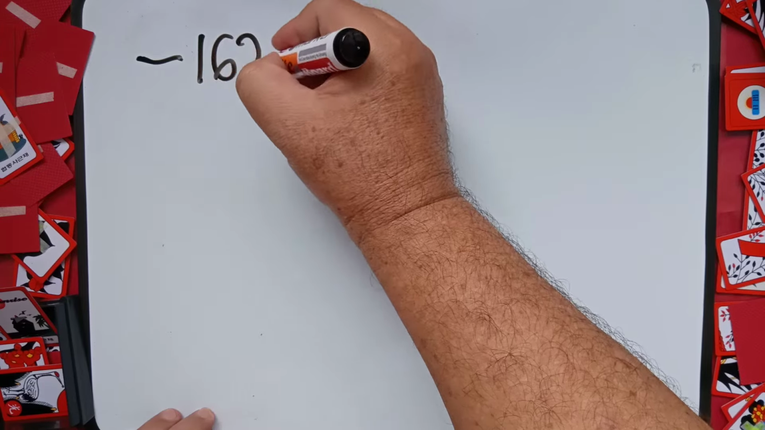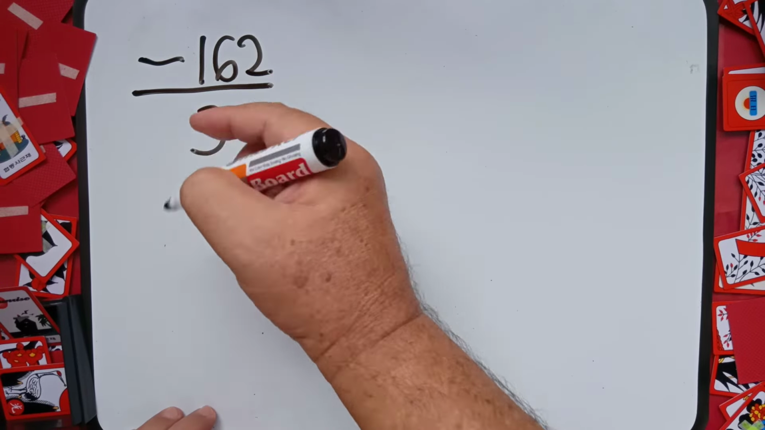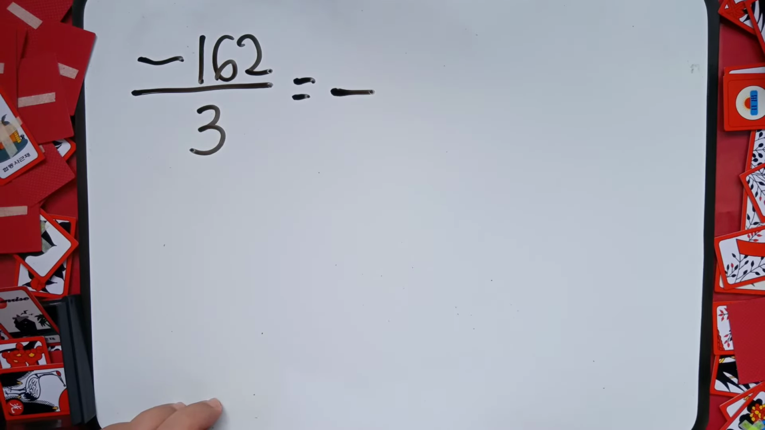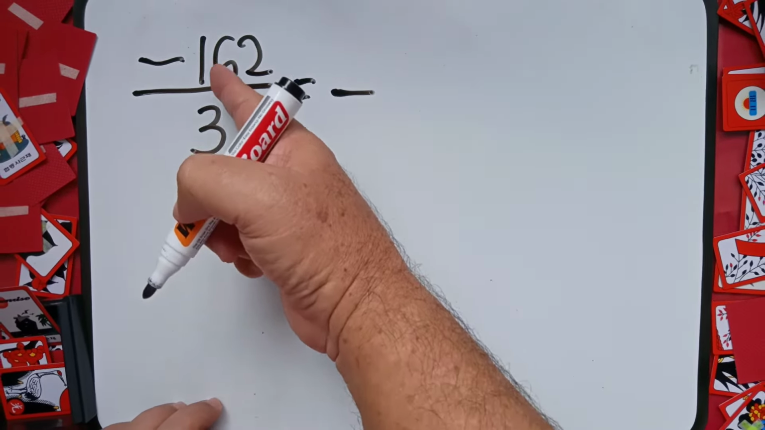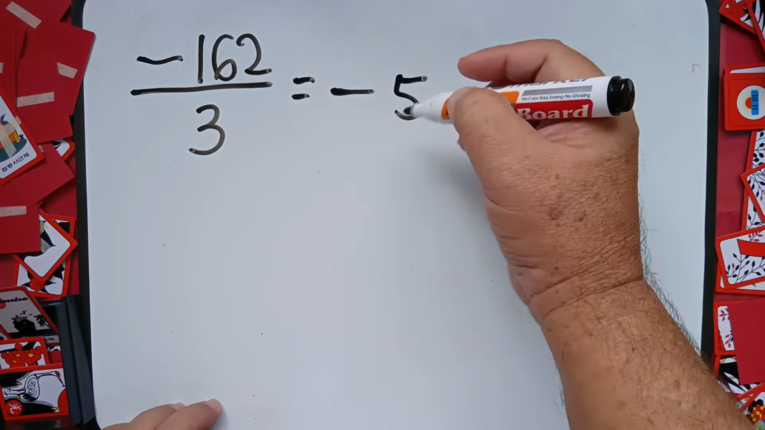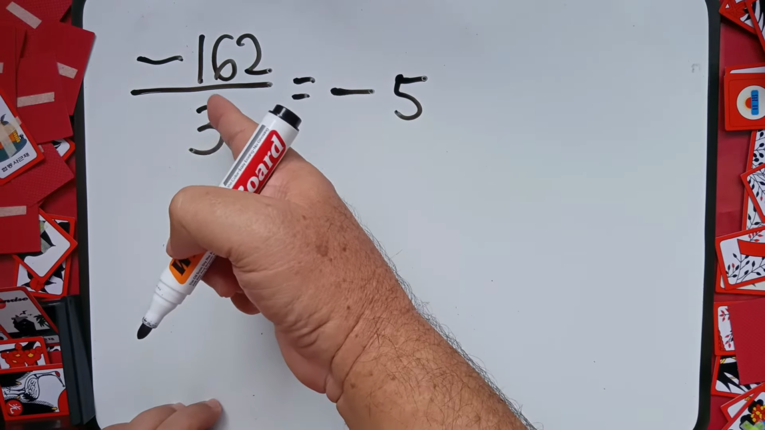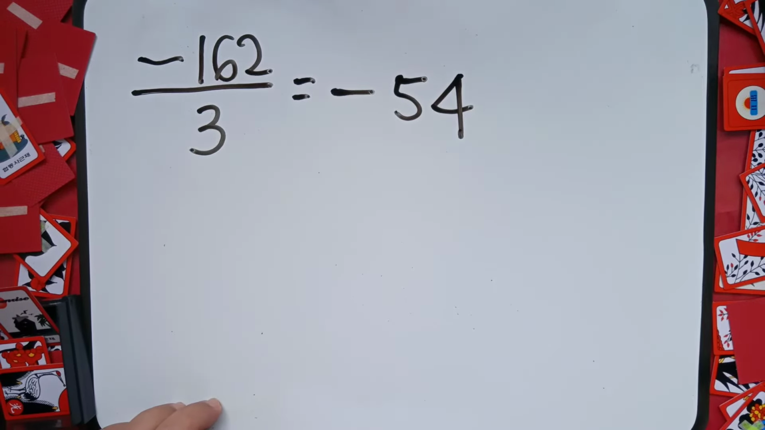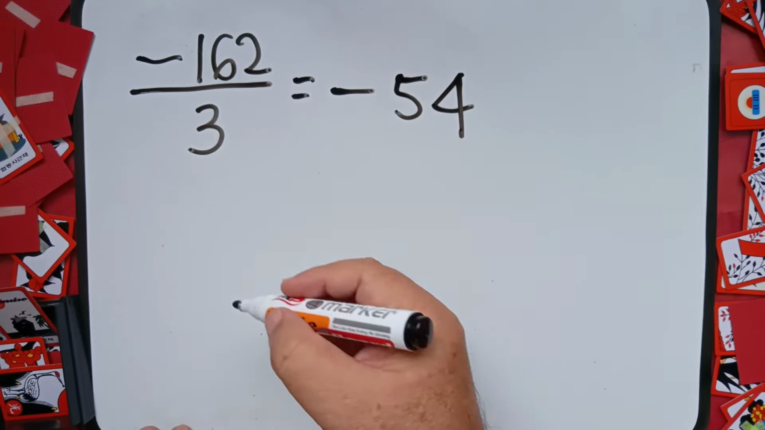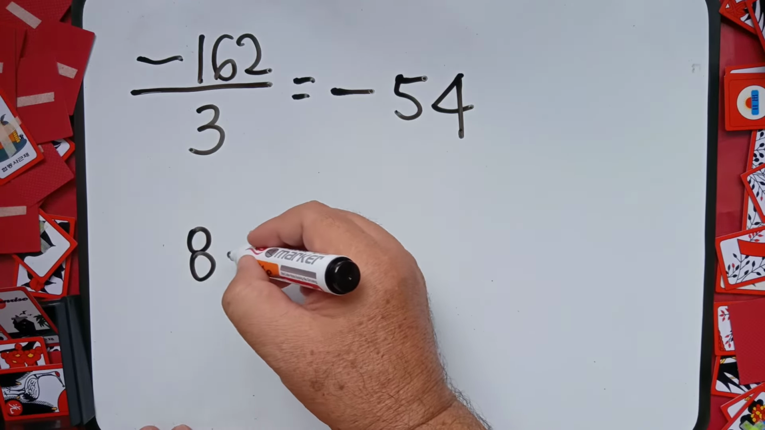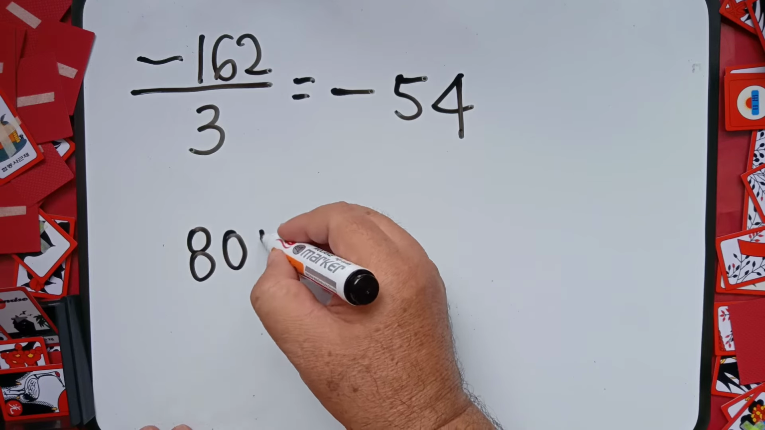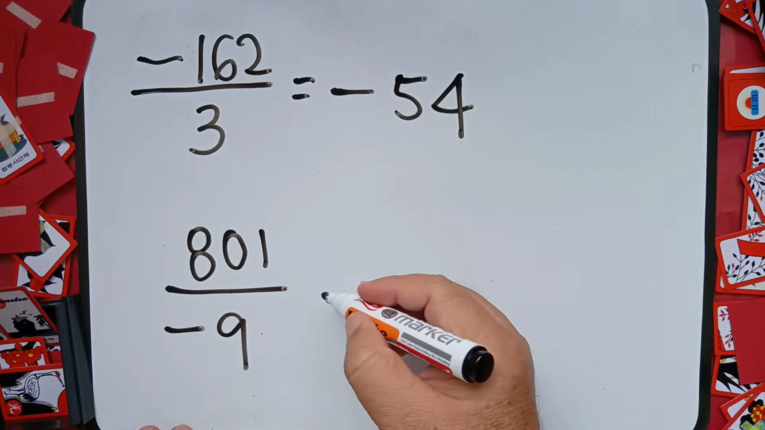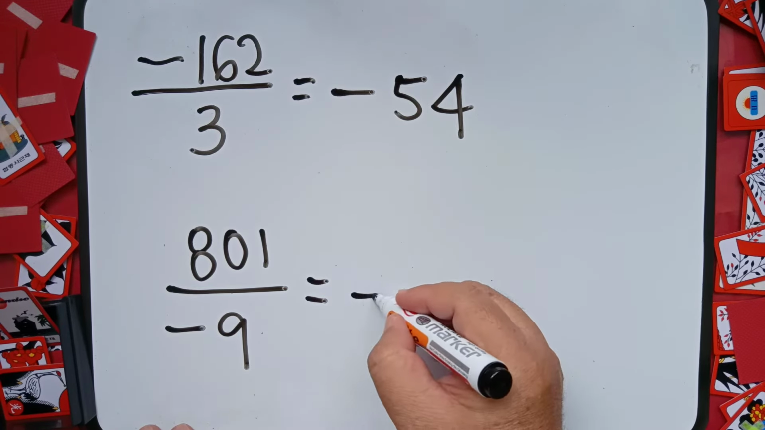Negative 162 divided by positive 3. Different signs. The quotient will always be negative. So 162 divided by 3, 16 divided by 3 is 5, this will be 15. 12 divided by 3 is 4. Negative 54. Now, supposing the negative integer is in your denominator. Positive over negative, the answer will always be negative.